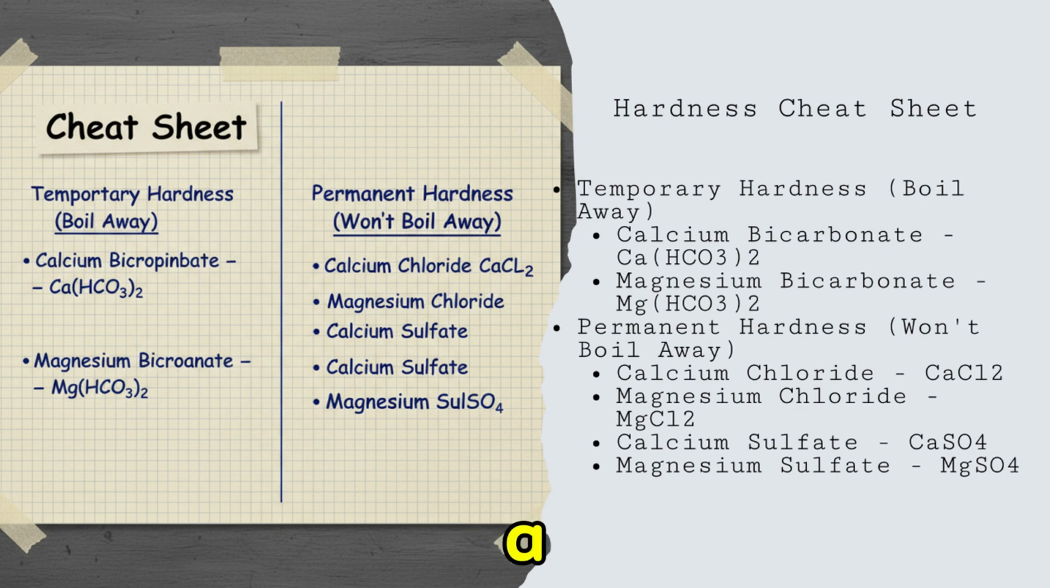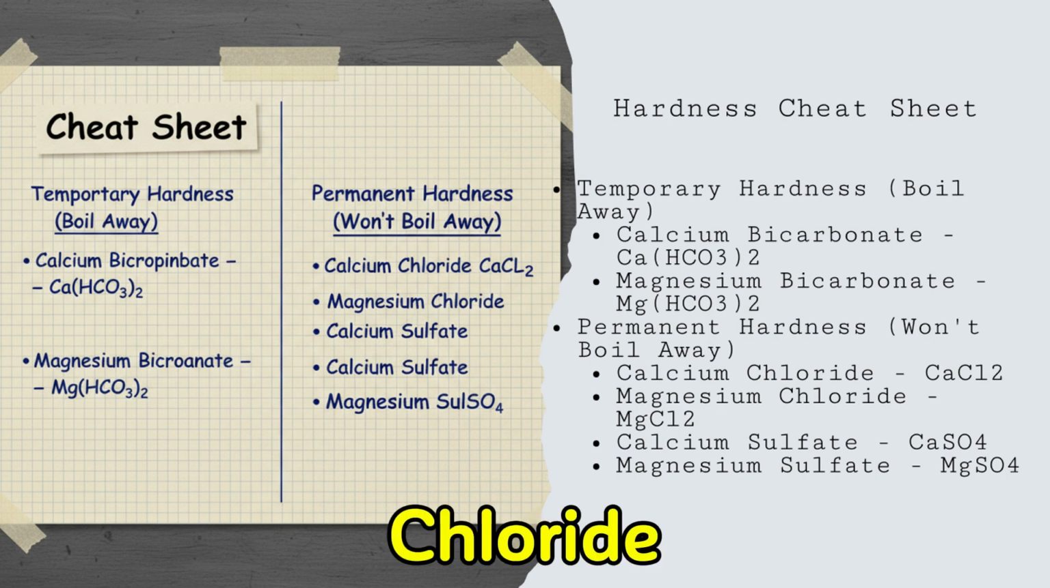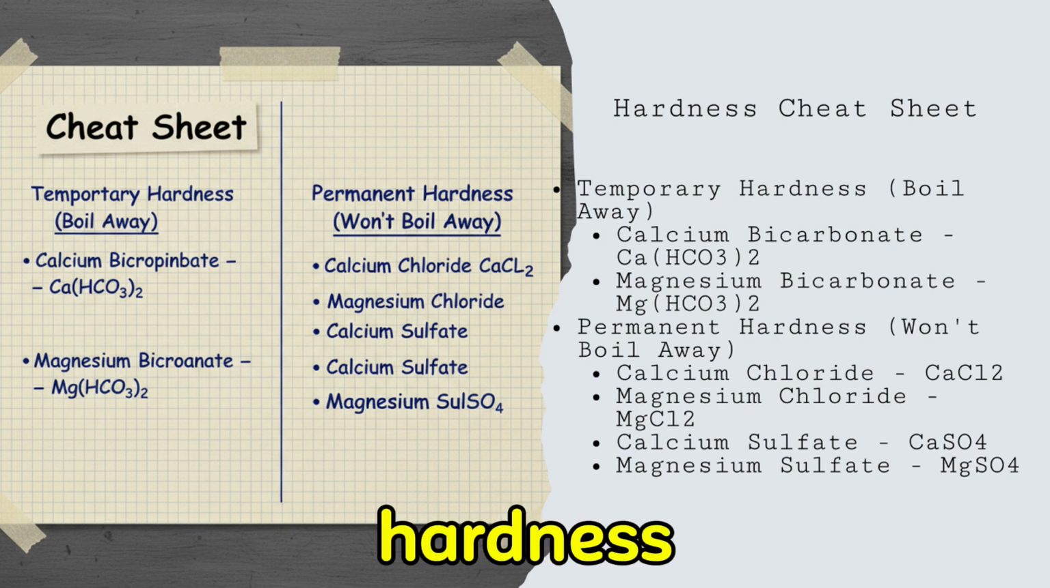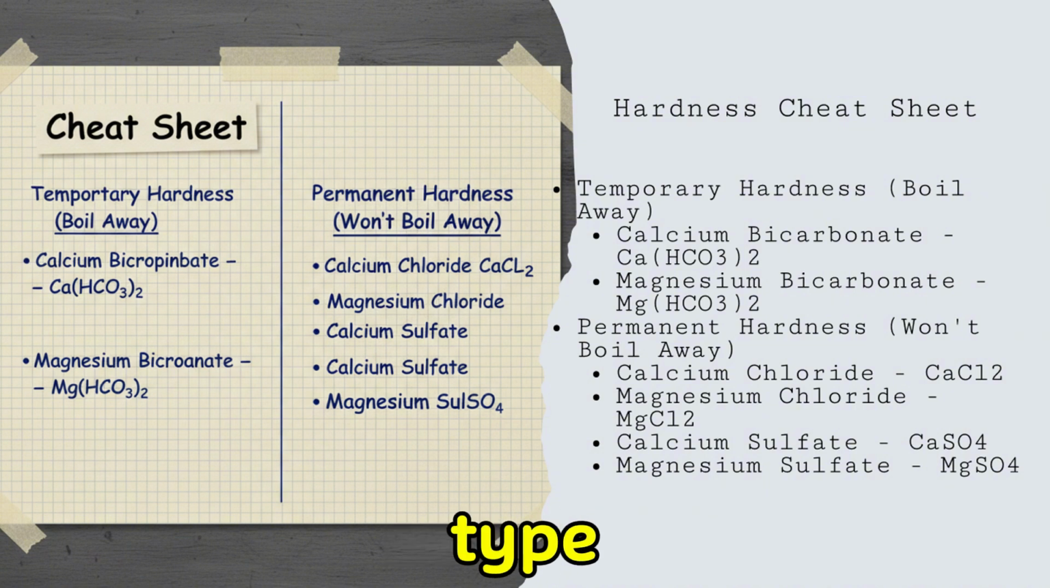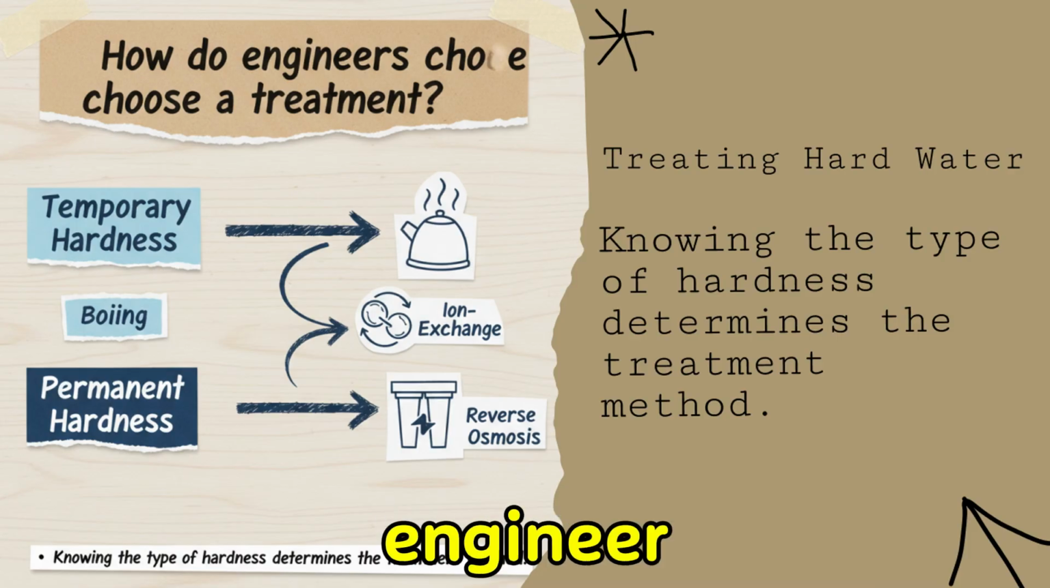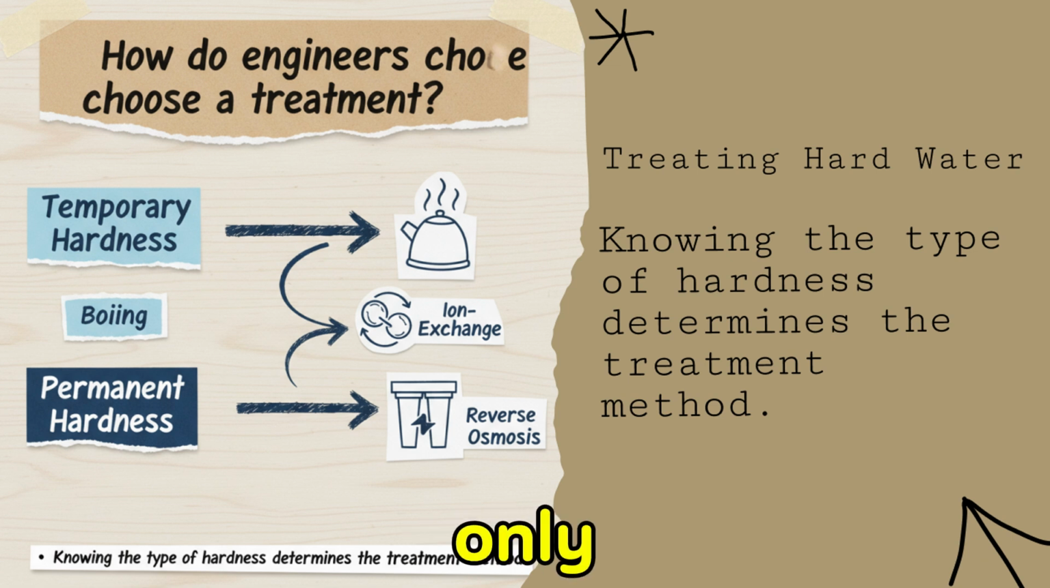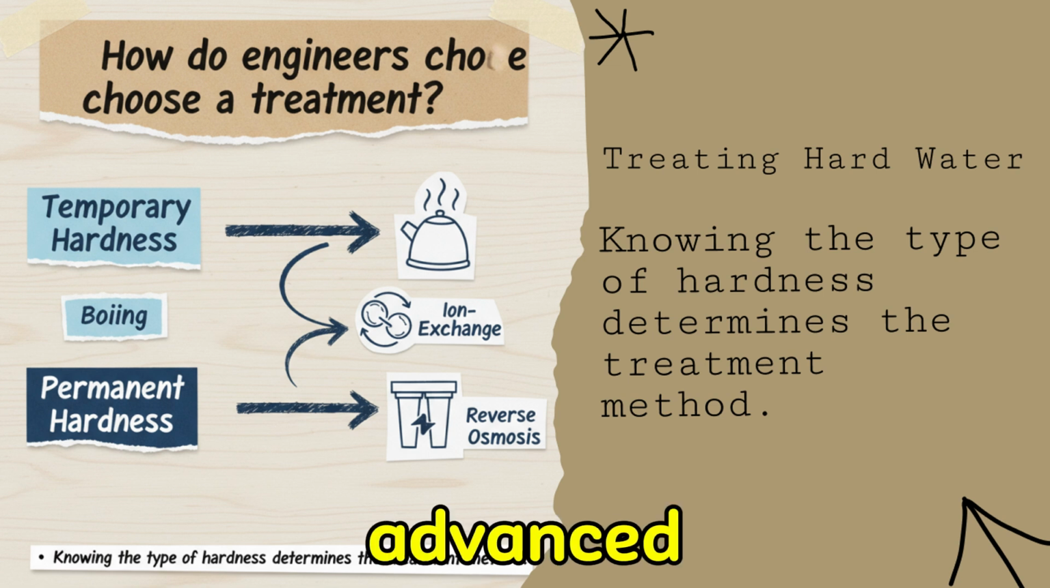If the salt is a bicarbonate, its hardness is temporary. If it's a chloride or a sulfate, its hardness is permanent. Simple as that. Knowing the type of hardness tells an engineer how to treat the water. If a water sample has only temporary hardness, a simple boiling process might be enough. But if it has permanent hardness, you need more advanced methods like ion exchange or reverse osmosis to soften it.